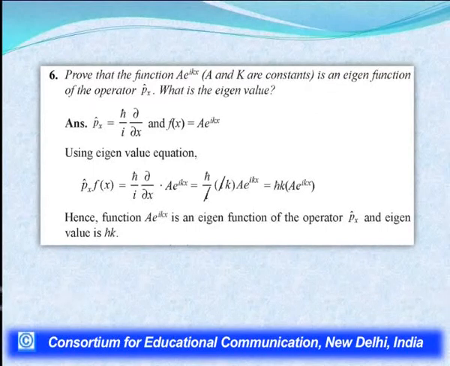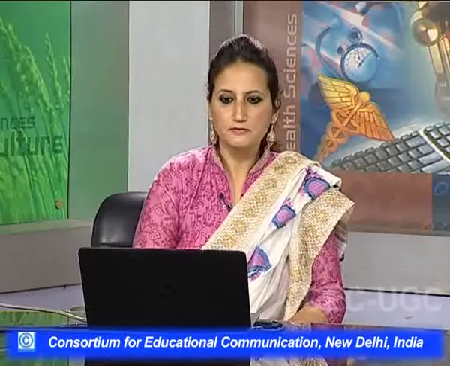Suppose we have an operator px. Now what is the expression of px? That is h cross by i d by dx. When it is x, you have to take d by dx. If it is y, then you will take d by dy. If it is z, d by dz. If it is simple p, then you have to take the Laplacian operator, that is delta, because it includes all the x, y as well as z. And what is the function f(x)? That is A e to the power of ikx.